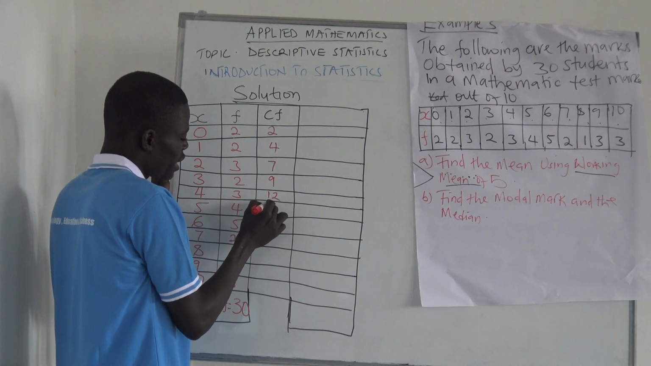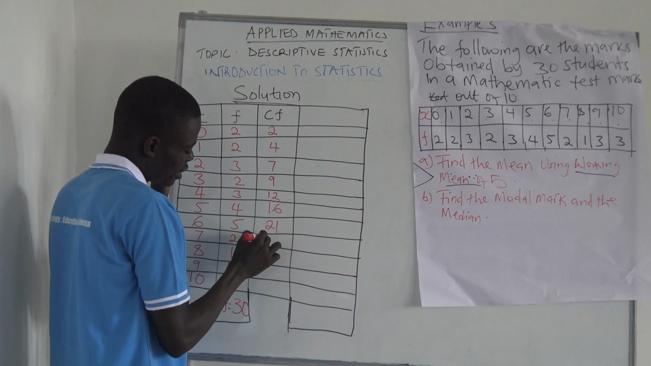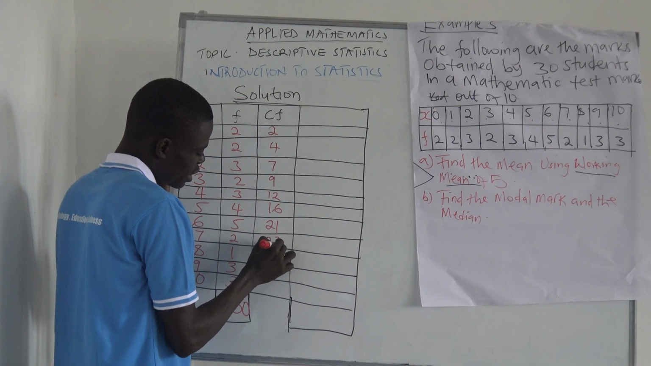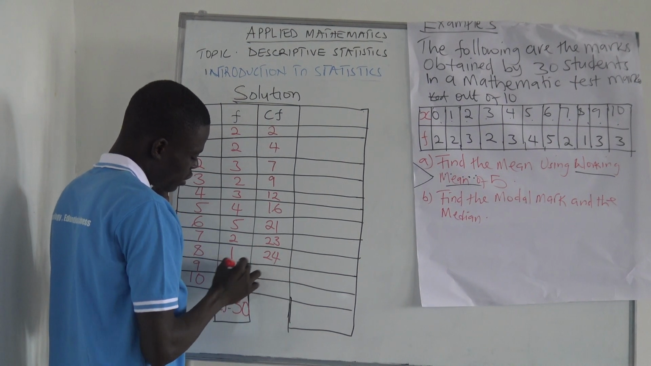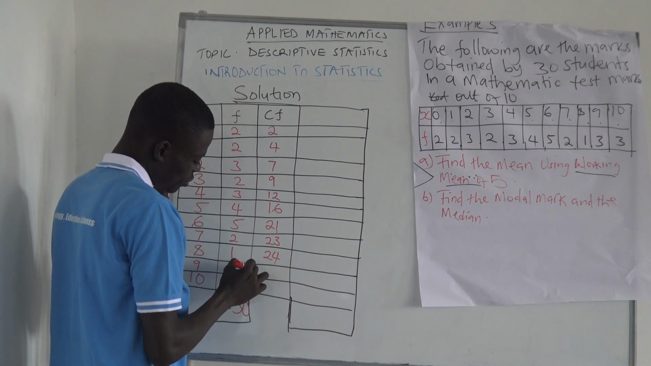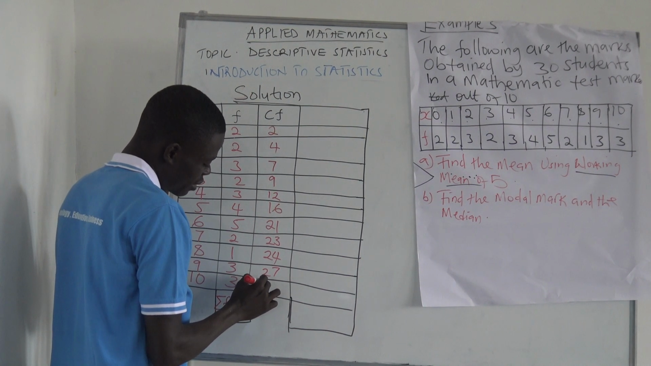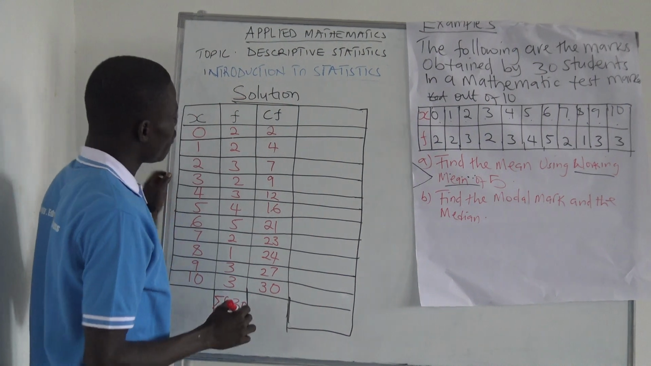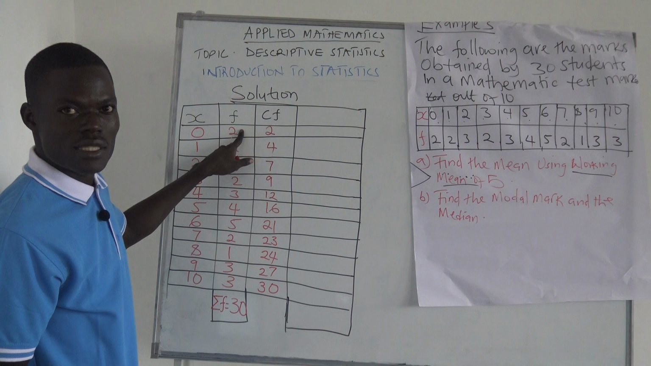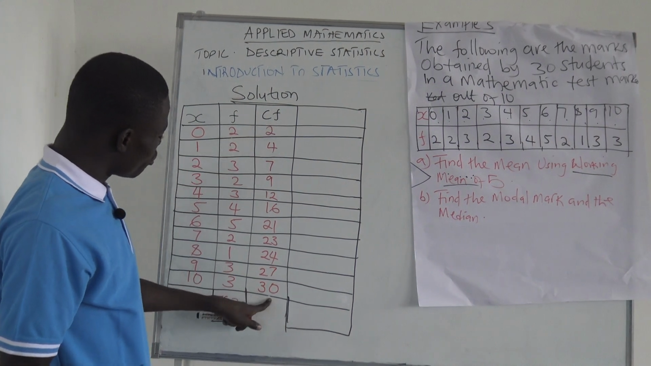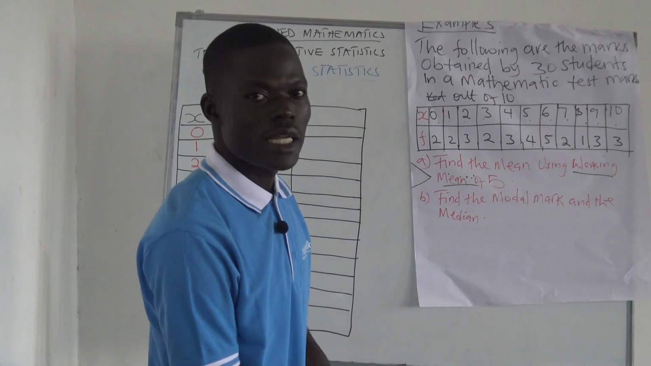12 plus 4, we get 16. 16 plus 5, 21. 21 plus 2, 23. 23 plus 1, 24. 24 plus 3, we get 27. 27 plus 3, we get 30. We say the first cumulative frequency must be the first frequency, and the last cumulative frequency must be equal to the summation of the frequency.